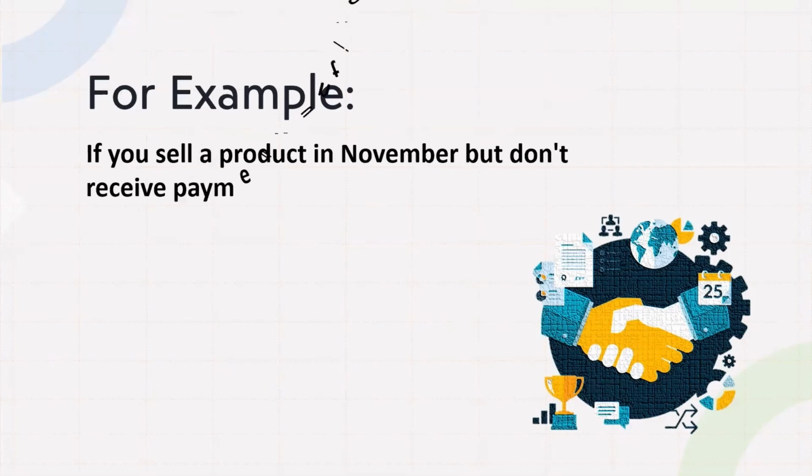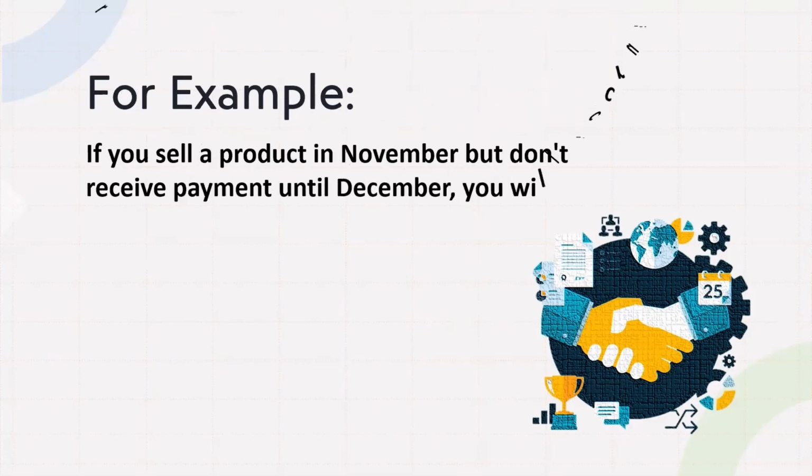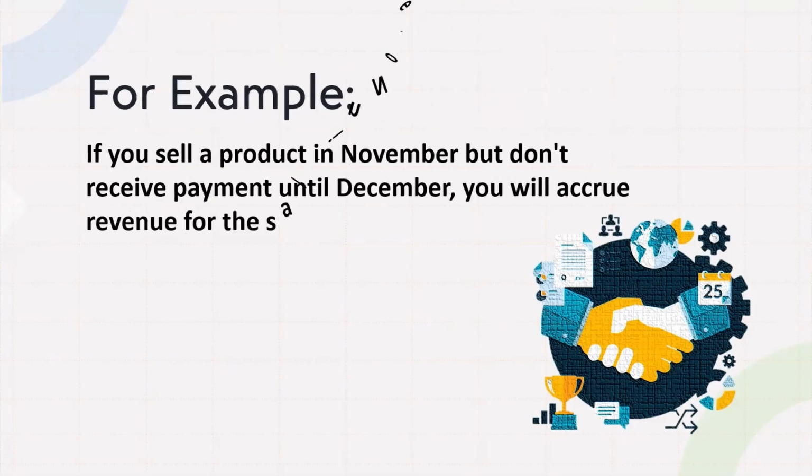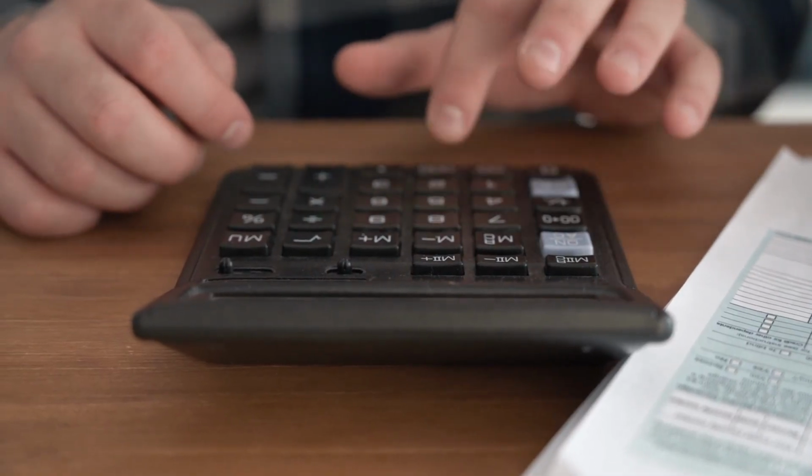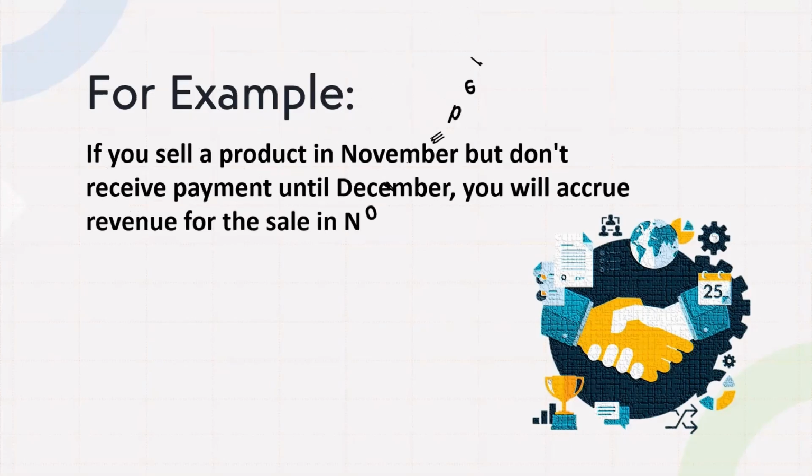Let's look at another example to better understand it. If you sell a product in November but don't receive payment until December, in that case, you will accrue the revenue for the sale of November in the November month itself. So what is the journal entry you are going to pass in that case? Accounts receivable account debit to sales account.